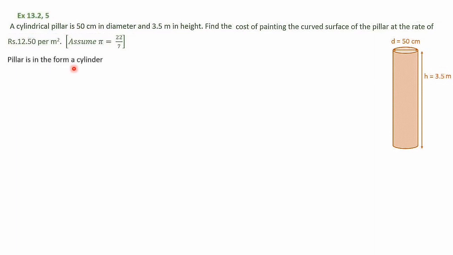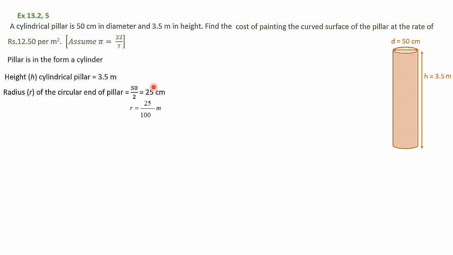So the pillar is in the form of a cylinder. Height is given to us, 3.5 meter. If you want to write only height, you can write, it's not a problem, and only radius also not a problem. So radius r of the circular end of the pillar is 50 by 2, that is 25 centimeter. If you want to mention only radius, then you can write it as it is.